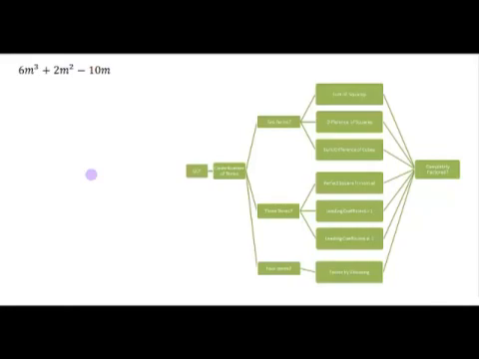6m cubed plus 2m squared minus 10m. Let's check first for a greatest common factor, and I have that, a 2m. 2m, and I'm left with 3m squared plus m minus 5. Now I'm going to count the number of terms. I have 3 terms. It's not a perfect square trinomial, and the leading coefficient is not 1. So I'm going to try and factor this with reverse FOIL.